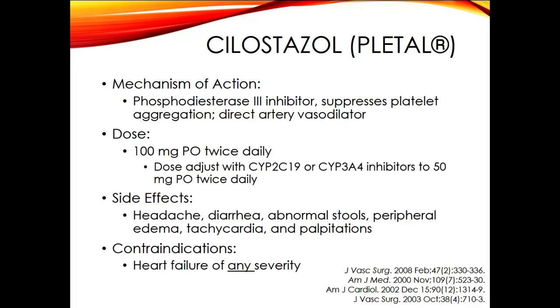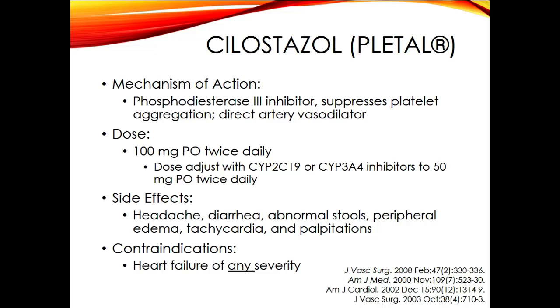Cilostazol is different than the agents we previously talked about, in the sense that it does not have cardiovascular benefits and is mainly used to treat claudication and improve functional status. To be more specific, cilostazol improves walking distance and quality of life. Cilostazol is a type 3 phosphodiesterase inhibitor that works to suppress platelet aggregation. Additionally, it has direct arterial vasodilating effects.